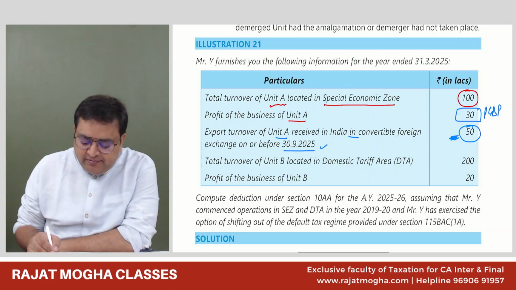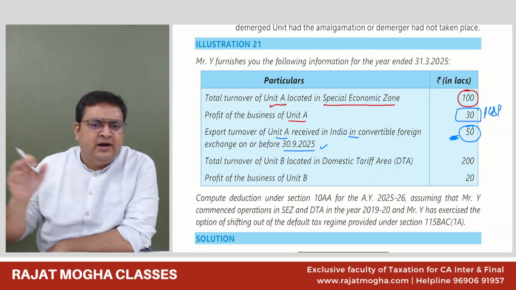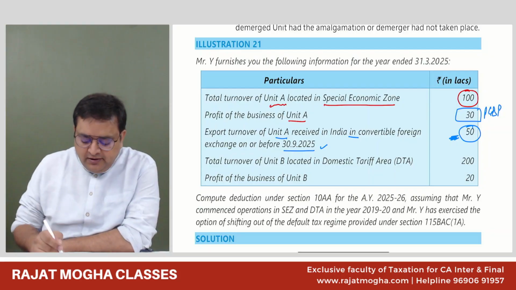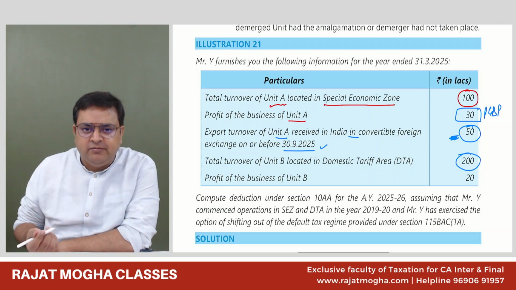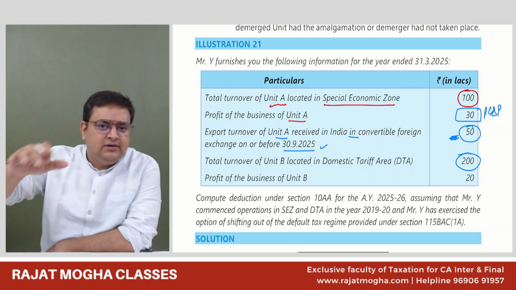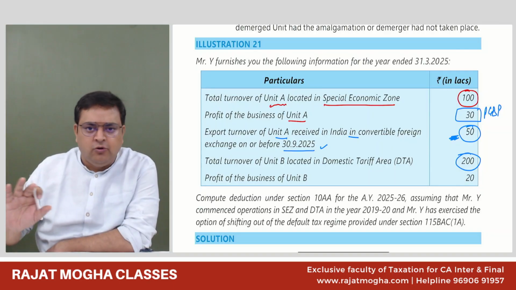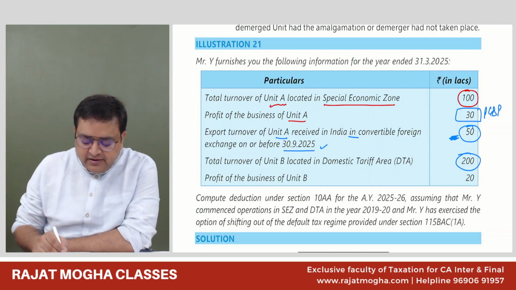Total turnover of unit B located in domestic tariff area. Domestic tariff area is any other normal area, not SEZ. So this is the turnover of the domestic tariff area, 200 lakh. This is also not my income. It is just a turnover of the other areas, normal India. It is not SEZ. Profit of the business of unit B is 20 lakh. So this is again my PGBP income.